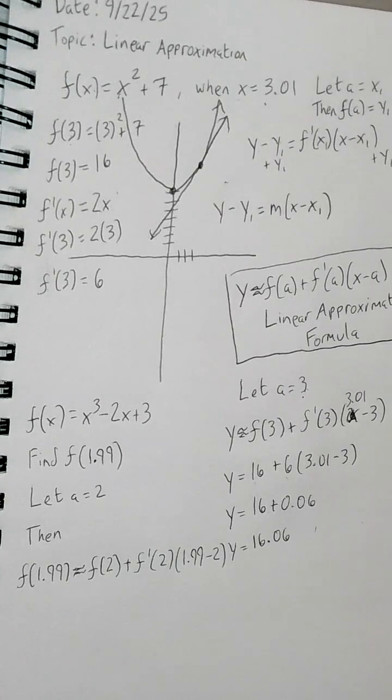Why does the derivative matter in an approximation function? Because we're using the tangent line to approximate, and the derivative gives us the slope of the tangent line at a point. Good question.